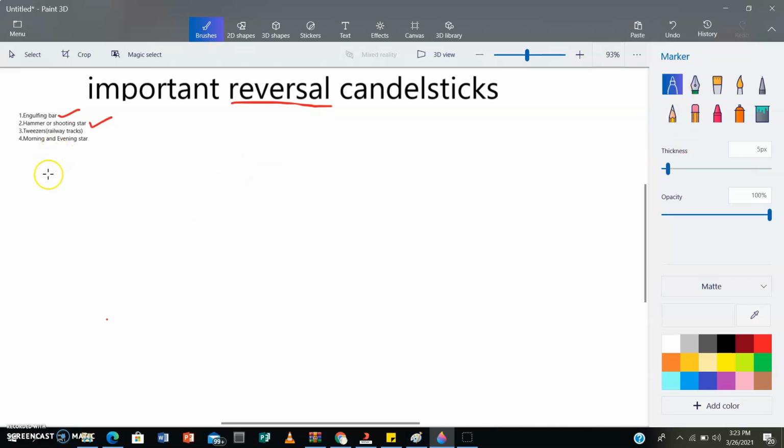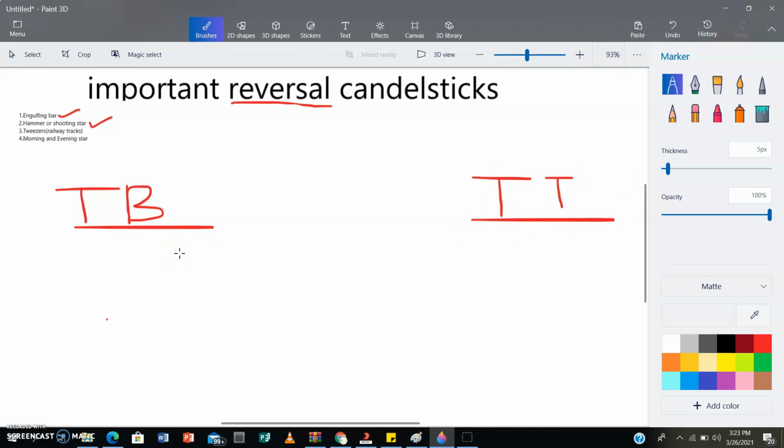So moving on to tweezers or railway tracks. This candlestick pattern is comprised of two: we have the tweezer bottom, which I'll call TB, and the tweezer top, which I'll call TT. So what is the structure of the tweezer bottom? Basically, we have candlesticks of equal size.